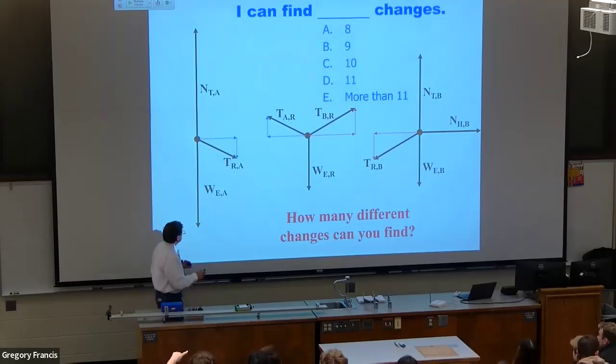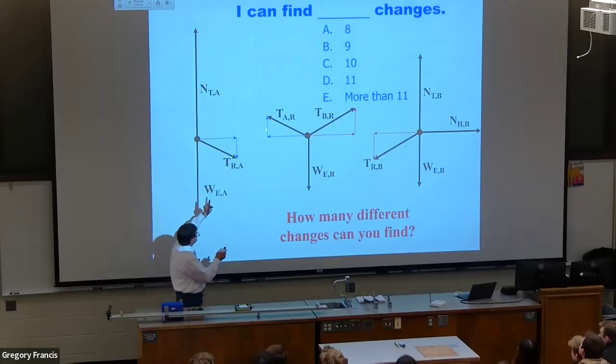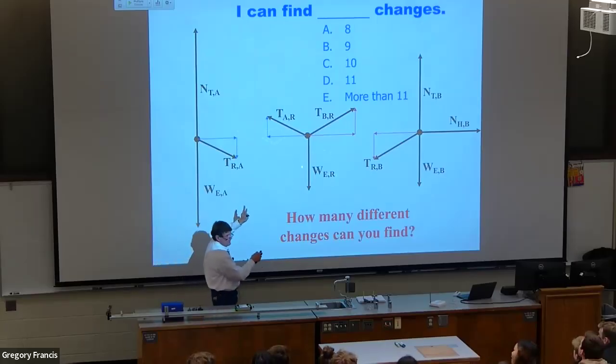Okay, let's keep counting. We've got 1, 2. What about this one here? That's 3. What about that one? No, if this one can't change, that one can't change. So I'm up to 3. What about this one? Yes. Yeah, that got smaller because we've got a light string. That's 4. What about this one? Okay, we're up to 5.